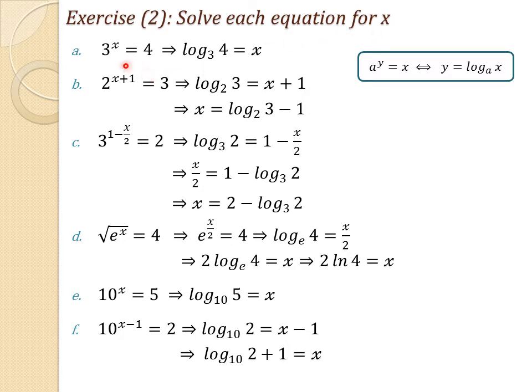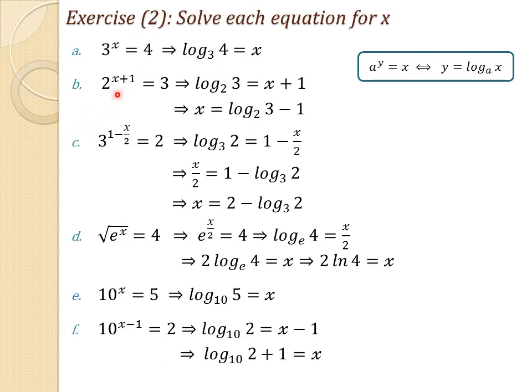So as we have here on A, we have 3 power x equal 4. This is just an exponential form of the equation. So we just transfer it to logarithm form. It will be logarithm 4 base 3 equal x. Now this is a solution for x because it is in the form of x equal.